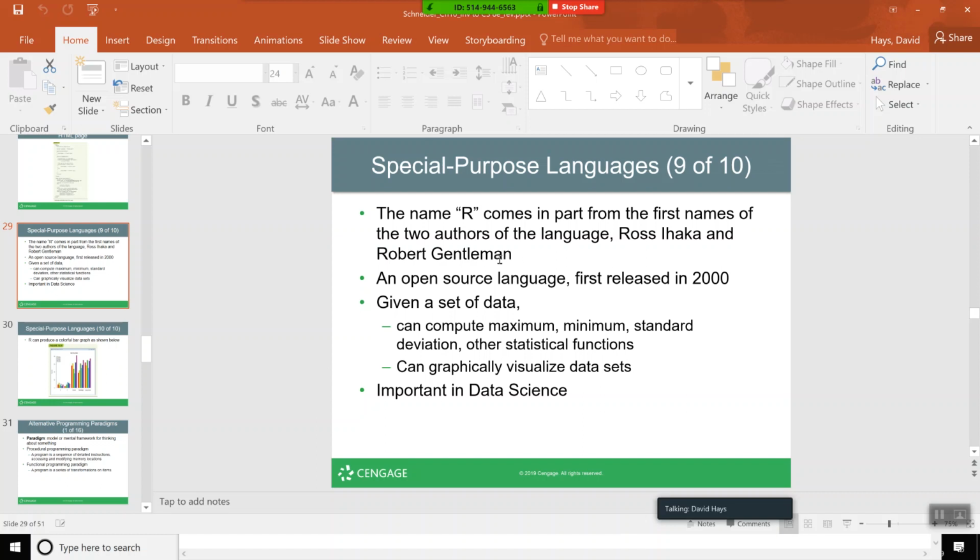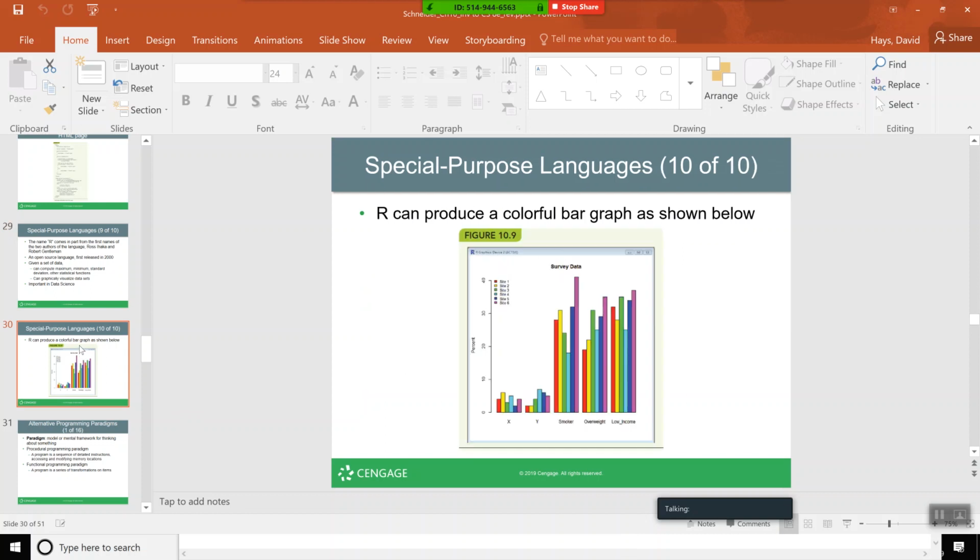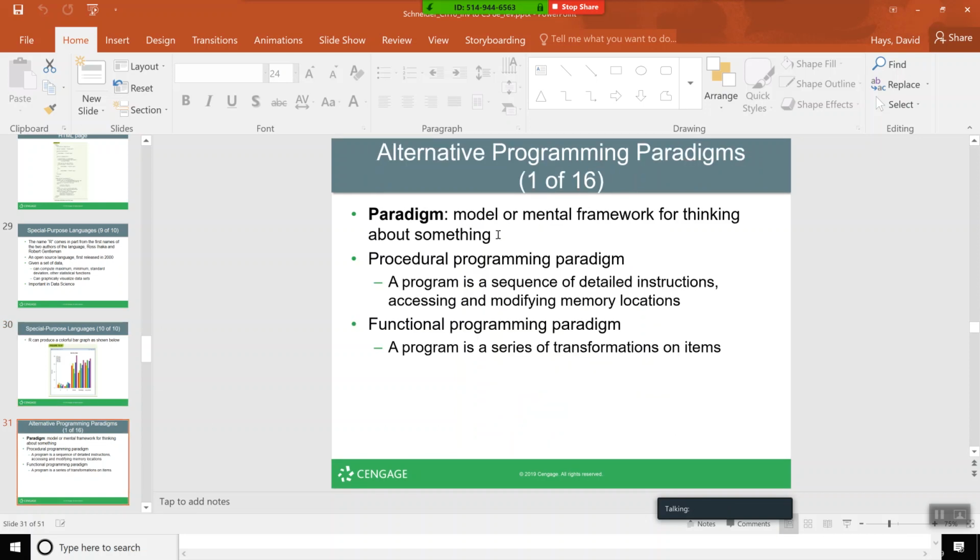Anyway, R is a language. It creates graphs like this. R is specifically designed for statistics. I've taught statistics using R for quite a while. It's not very easy. R is a challenging language. It's very simple for the basics, but then you get anything complex and it just really hurts your head. It's not your standard programming.